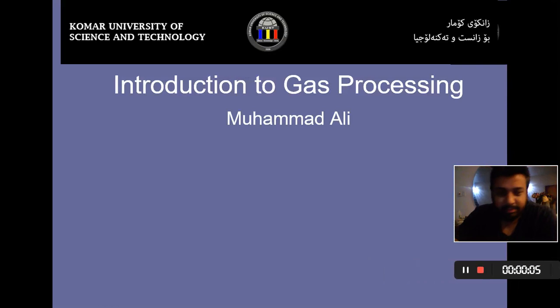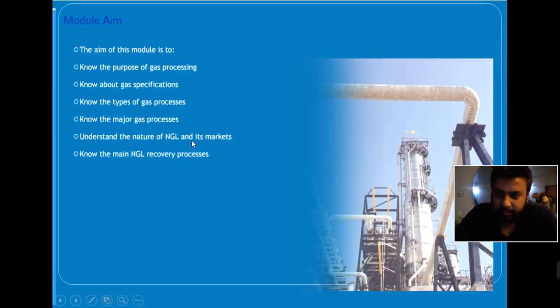And in the previous lecture, we talked about the natural gas industry. In this lecture, we are talking about gas processing. What is it? How is it done? And what are the major processing units that are installed in a gas processing plant? So let's start with the first thing you want to know.